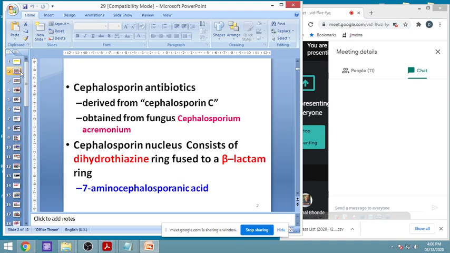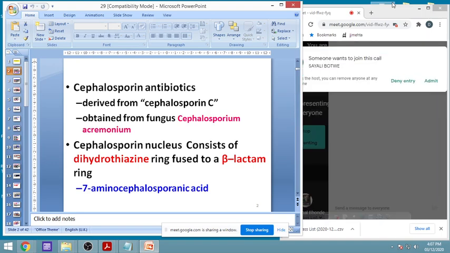dihydrothiazine ring, which is fused with the beta-lactam ring. Just like, if you have seen, for making semi-synthetic derivatives we have had this 6-aminopenicillanic acid, 6-APA. Here we have 7-aminocephalosporanic acid as the basic moiety for making semi-synthetic ones. This is important.